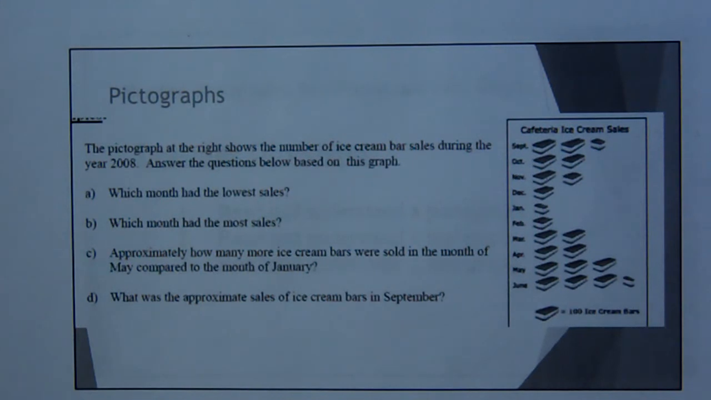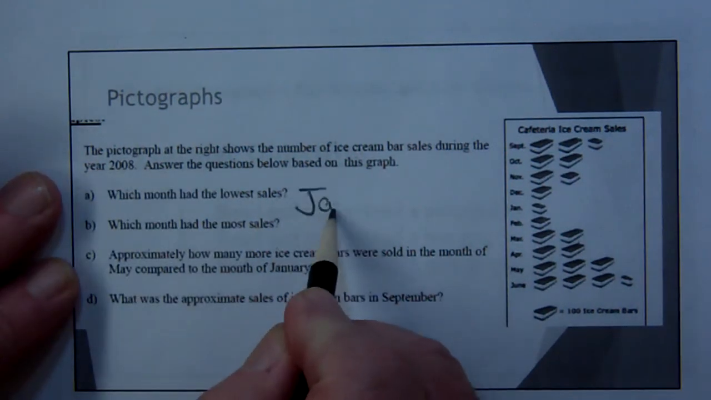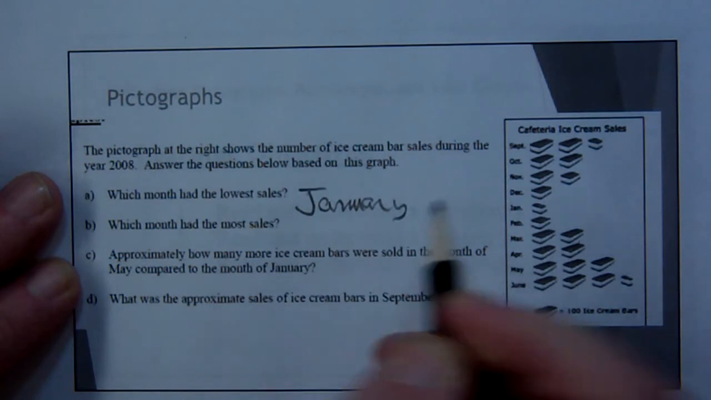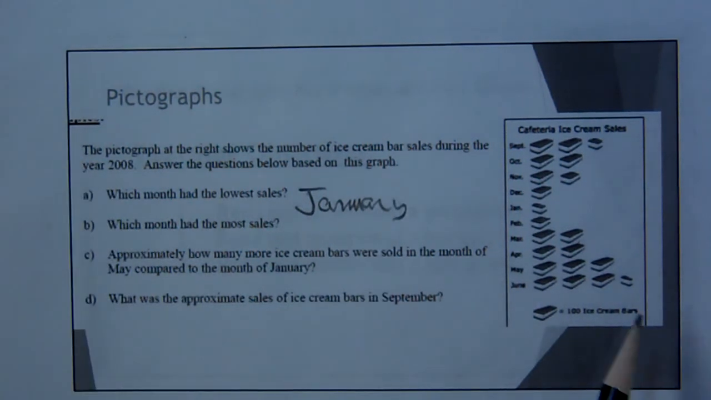So here we have a pictogram that shows the number of ice cream bar sales during the year 2008 by months. And so we have some questions that we can ask. Each ice cream bar represents 100 bars in the picture. So, which month had the lowest sales? We can see that January had the lowest sales. So, that's the answer there. Which month had the most sales? We can see that that is June.